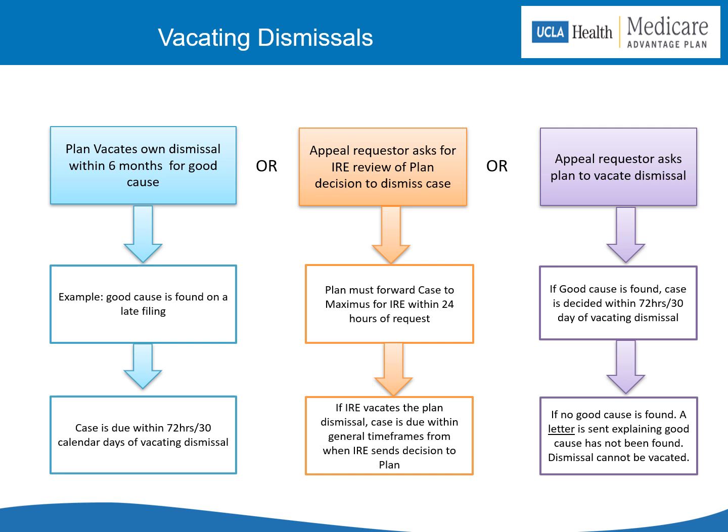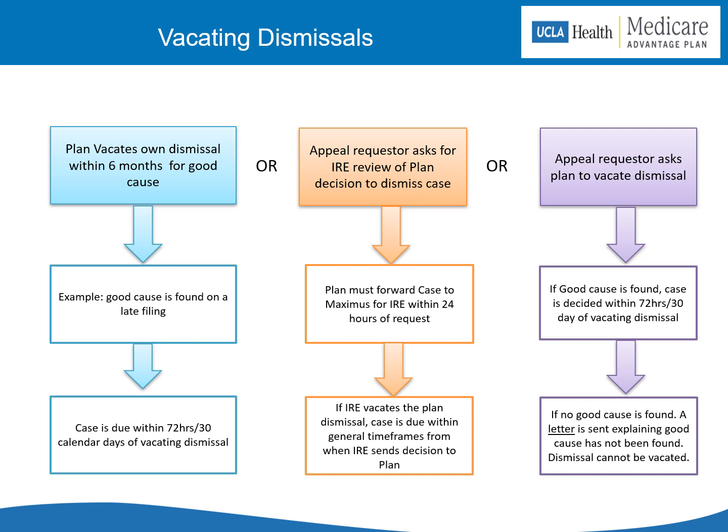Second reason would be the appeal requester went to IRE or asked us to send the request to IRE, our dismissal, and we forwarded that case to IRE within that 24 hours of their request. If IRE comes back to us and says, hey, your dismissal was incorrect, and asks us to approve it and work that appeal, or vacates our dismissal, then we are subject to the same time frame, 72 hours or 30 days, of that request to vacate.